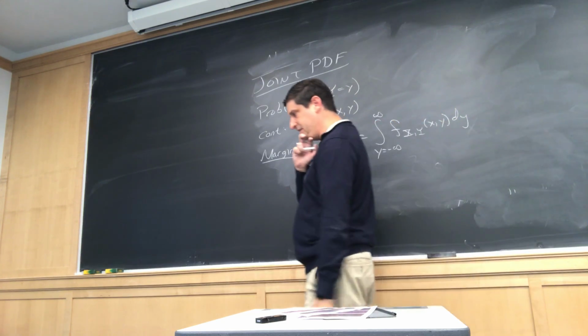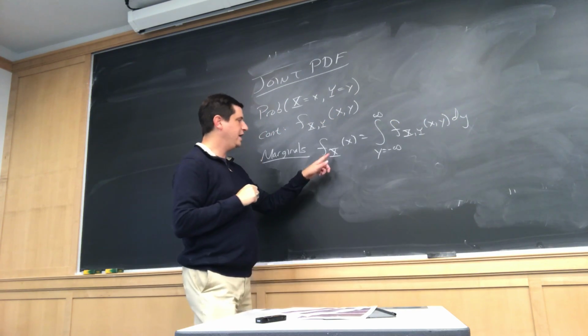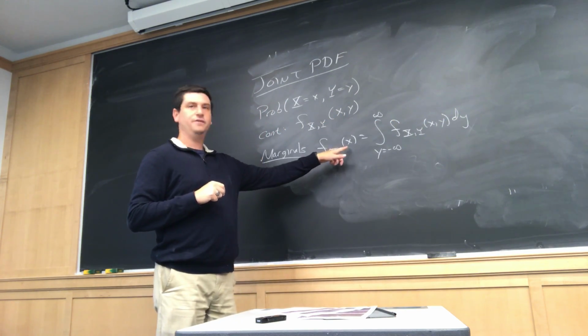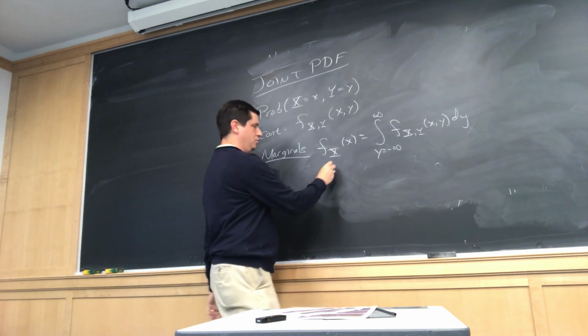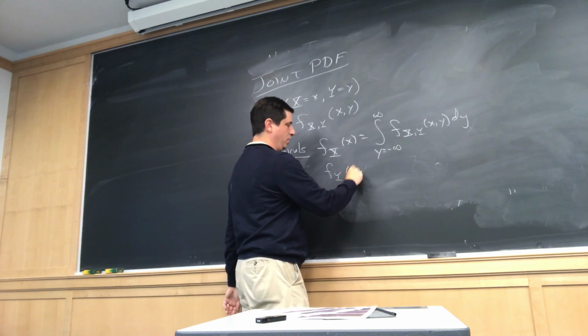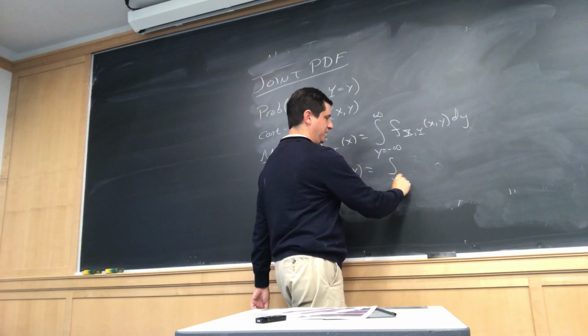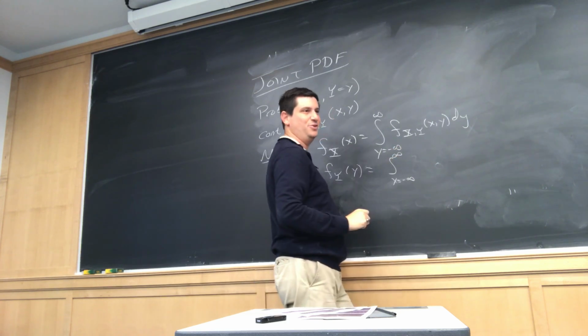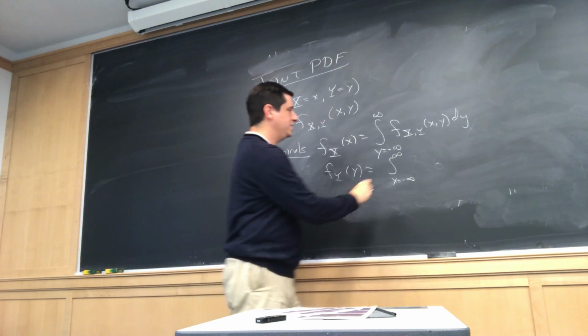Now, in an ideal world, we have the density for X. In a shocking twist, no, there's no shocking twist, right? It's the same calculation if you want to find the marginal for Y. You just integrate out X.